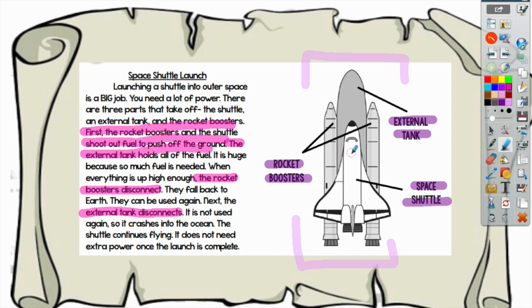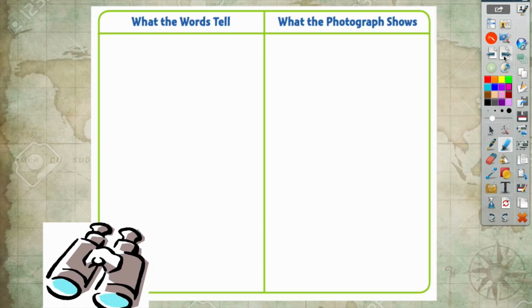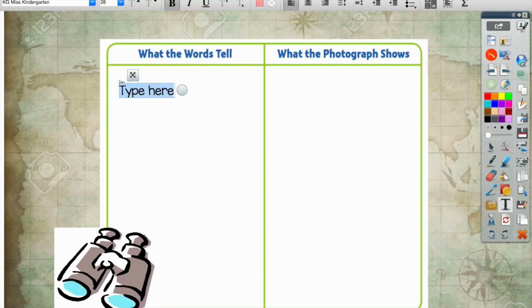Now that we've talked about the passage and our diagram, let's go over to the next page and let's start filling in our chart. Now, whenever you're completing these charts, this is just a way of brainstorming, getting your ideas on the paper so you don't have to use complete sentences. So first, let's talk about what the words tell us in the story. I first want to mention that the rocket boosters and the shuttle shoot out fuel to push off of the ground.